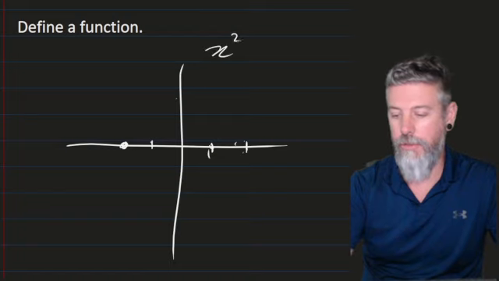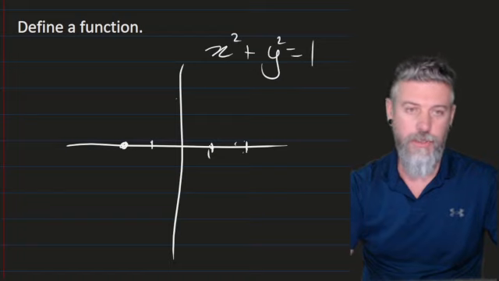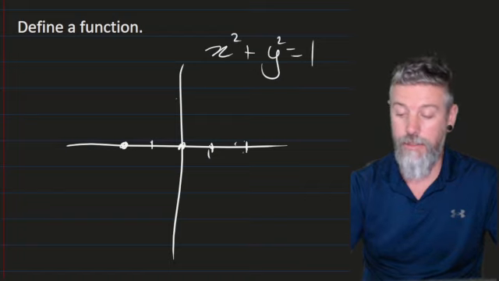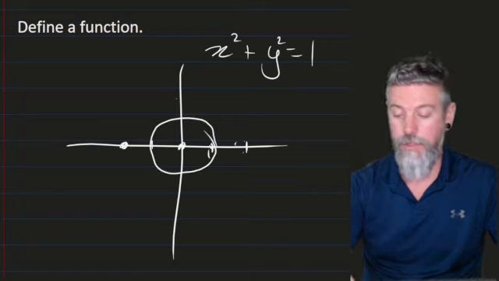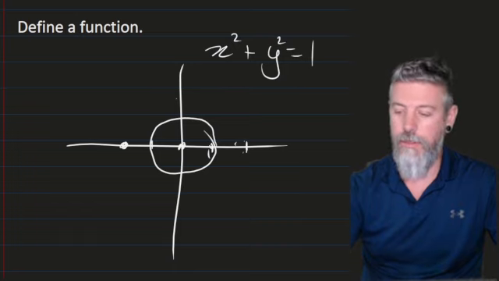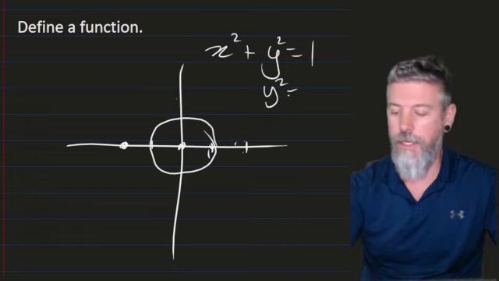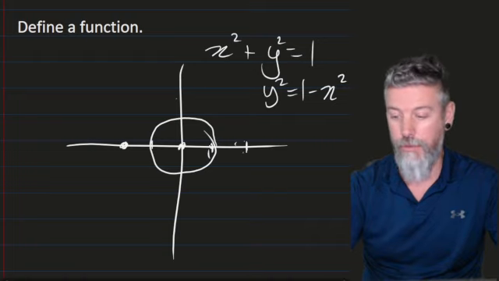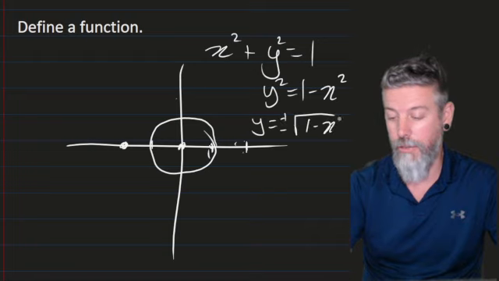Let's look at x squared plus y squared equals 1. So here we have a circle at the center. Center is at the origin, and it has a radius of 1. So we have this circle here. But if we rearrange this a little bit, and we said y squared equals 1 minus x squared, and then we went and took the square root. So now y equals plus or minus root 1 minus x squared.